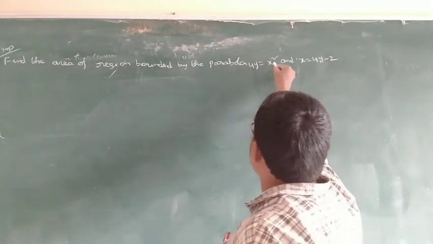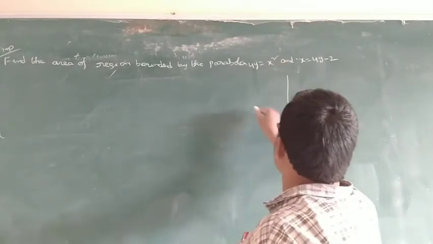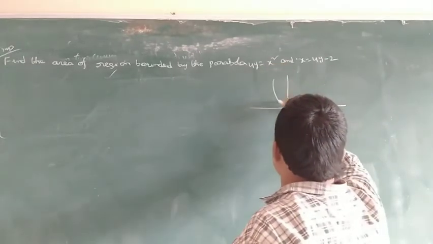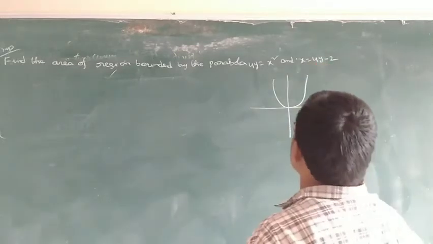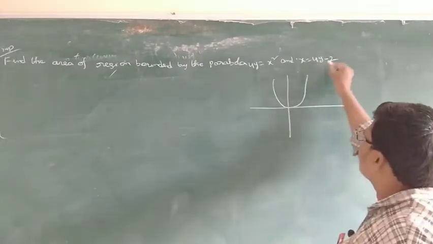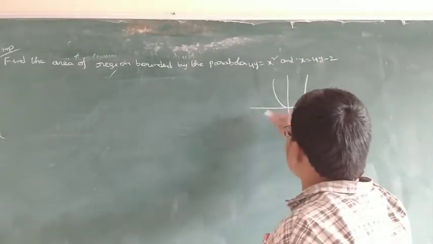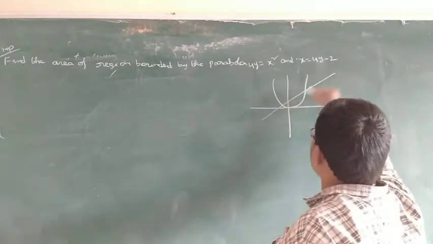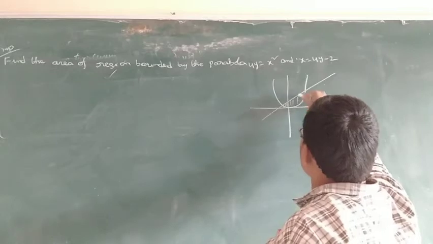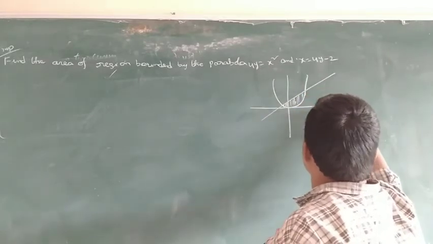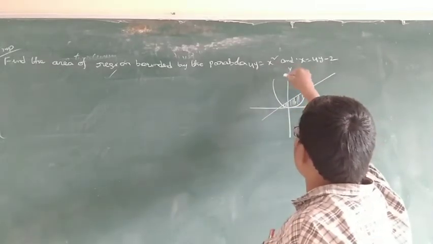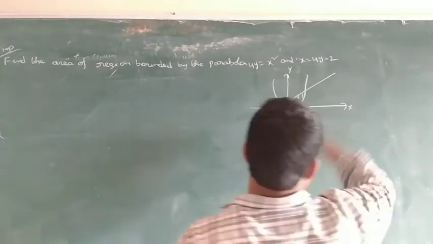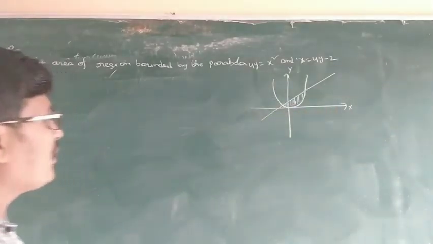So x square is equal to 4ay. This is the line, x is equal to 4y minus 2. This is the line not passing through the origin. This is the area. So diagram okay, line means this. Line okay, what about limits?